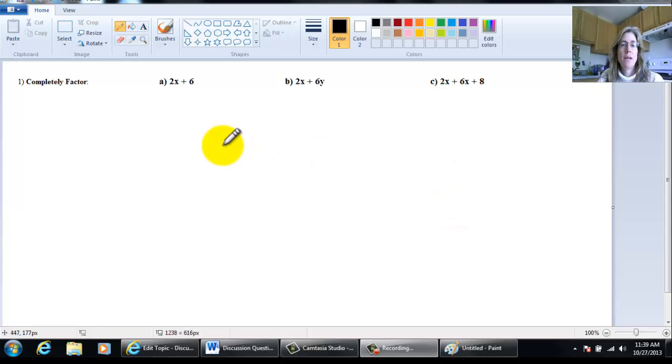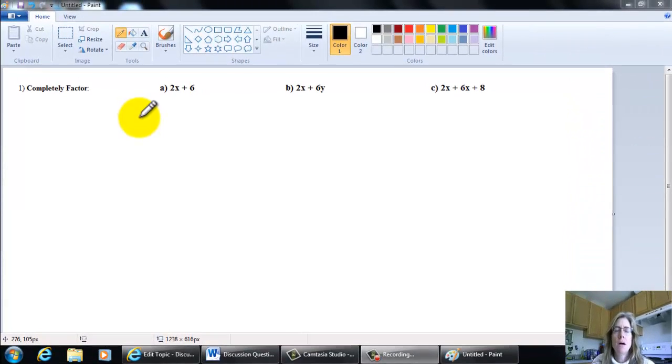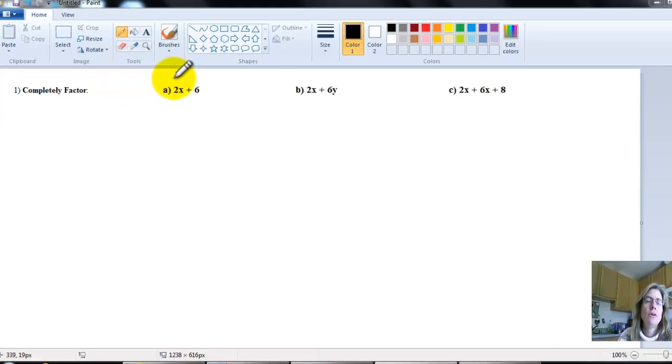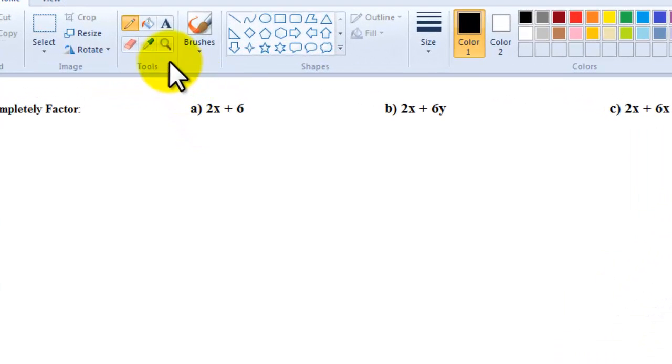So this is question 1 for discussion week 7, the discussion that we did on the web page, not a worksheet. So for the first one, 2x plus 6, to factor, you want to factor out a factor that can be divided by both the terms. So in this case, you can factor out a 2 because you can divide 2 by both the terms and come out with a nice whole number.